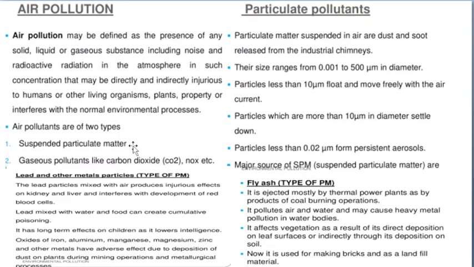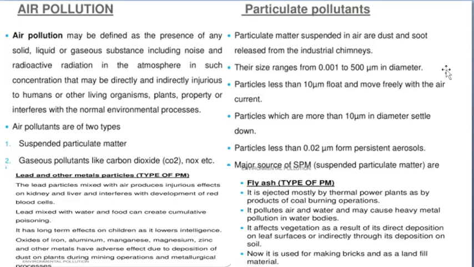The air pollutants are divided into two categories. One is suspended particulate matter, and the other is gaseous pollutants like carbon dioxide and NOx. NOx means oxides of nitrogen. First, as I told you, suspended particulate matter. So let us know what a particulate pollutant is. Particulate matter suspended in air is known as suspended particulate matter.